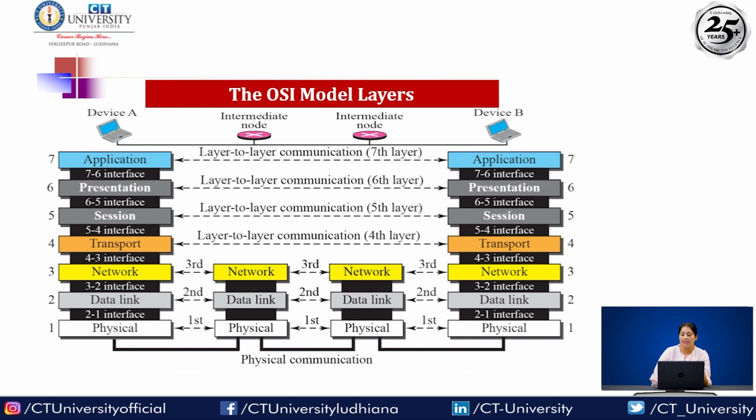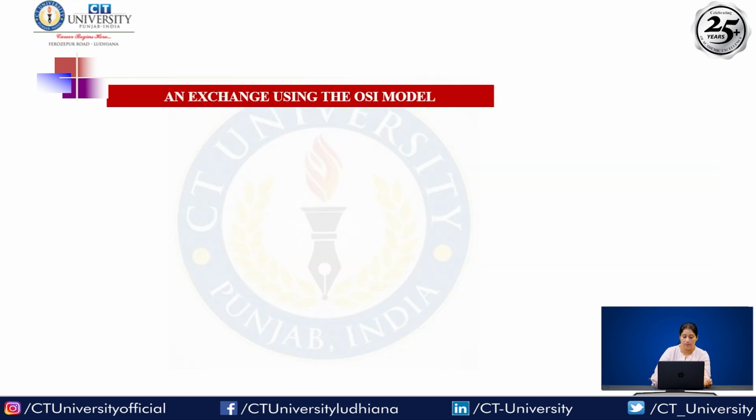Now, the physical layers are connected with each other, meaning the physical medium which is used for transmitting data. That is called a physical communication, which is established between two physical layers. An exchange using the OSI model.